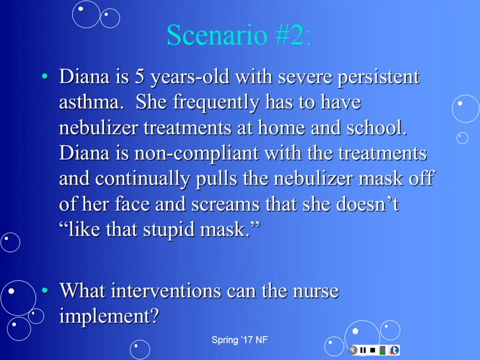So Diana's 5, and she has severe persistent asthma. She frequently has to have nebulizer treatments at home and school. She is non-compliant with the treatments and continually pulls the nebulizer mask off of her face and screams that she doesn't like that stupid mask. What interventions can the nurse implement?